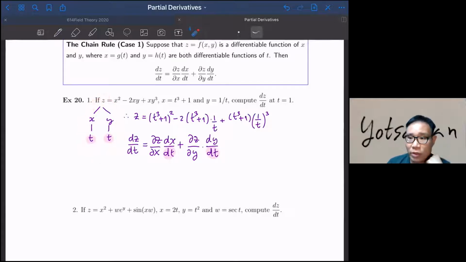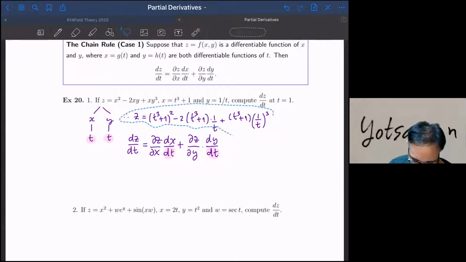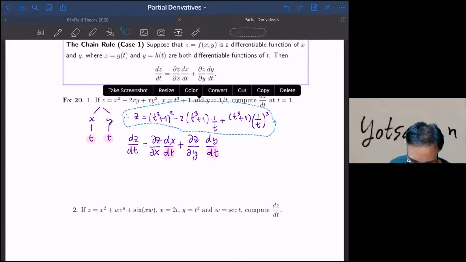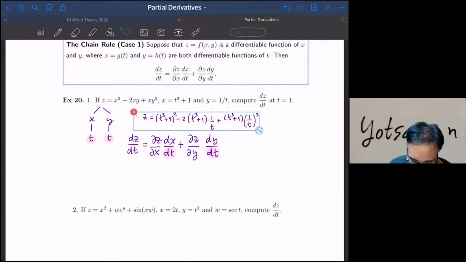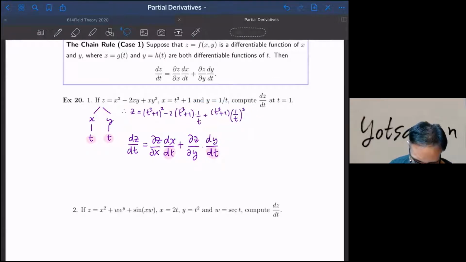So basically, you just draw a diagram that represents the variables you have, where z is a function of them, x is a function of t, and y is a function of t. This will allow you to find dz/dt. I'm just going to make this smaller.